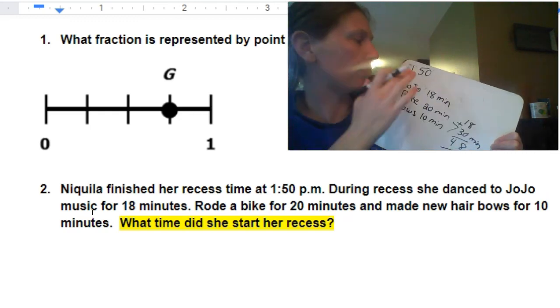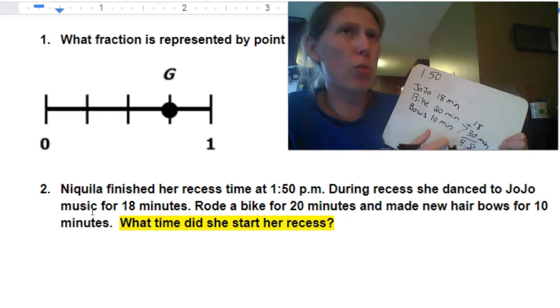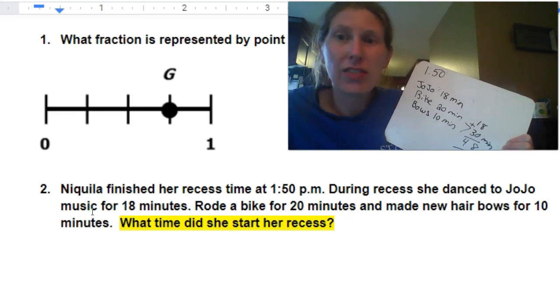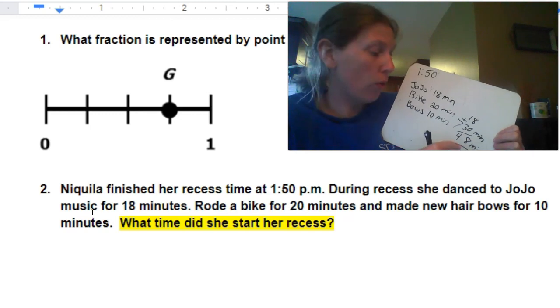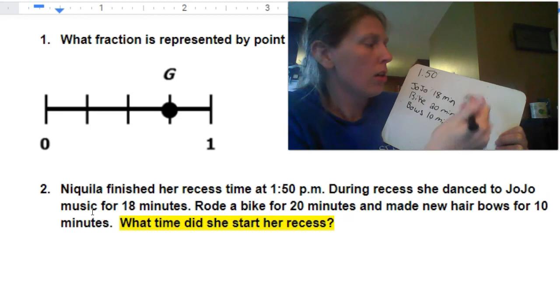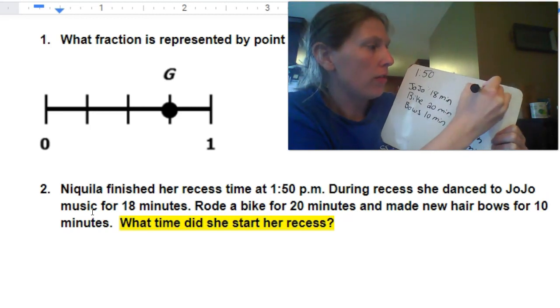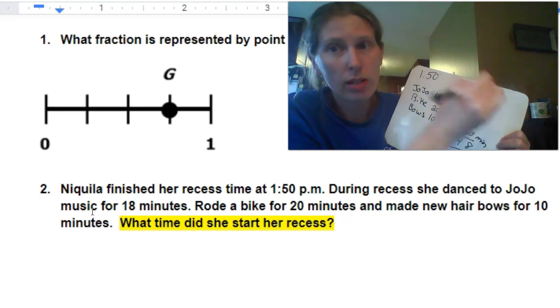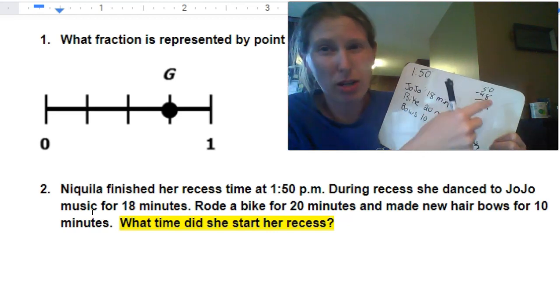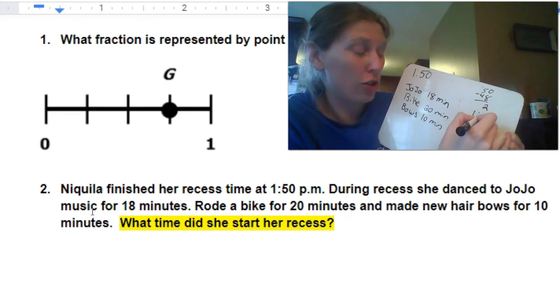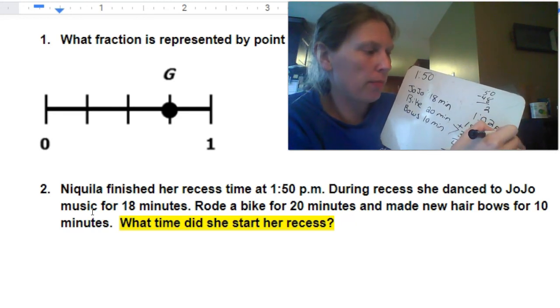Well, if I have 50 minutes and I take 48 away, I know that's just 2 minutes difference. Because if I counted up and I started at 48 to 50, 49, 50, that's only 2 minutes difference. So I know that 50 minus 48 is 2. And again, I just kind of did that in my head, so that's why I'm not showing too much here. So I know the time that she finishes, or excuse me, starts is going to be 1:02 p.m.